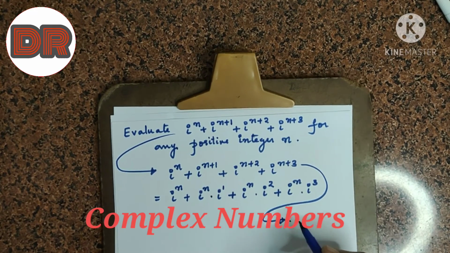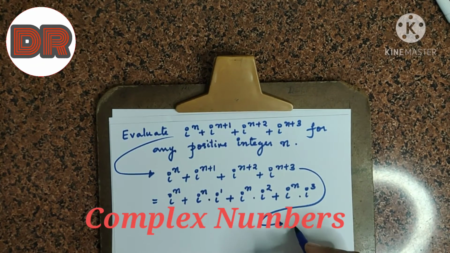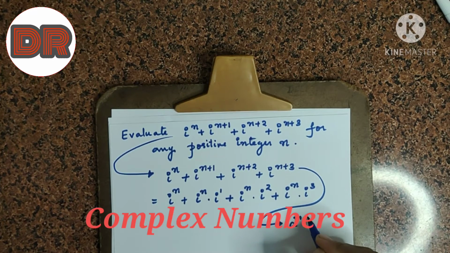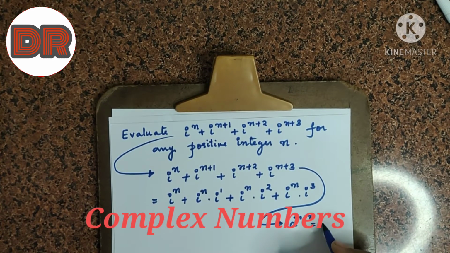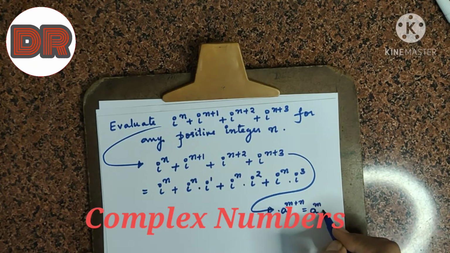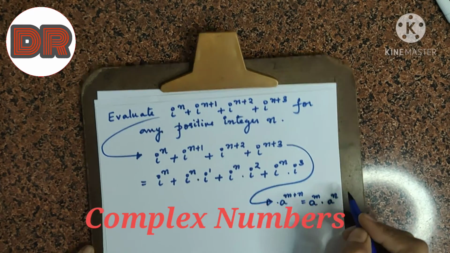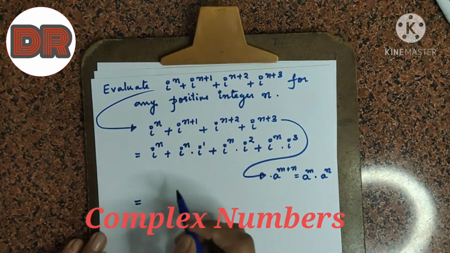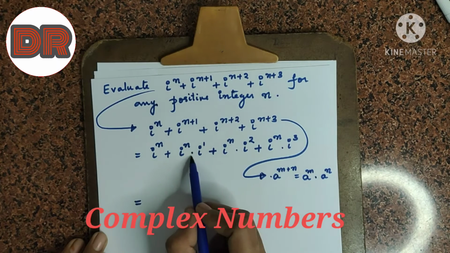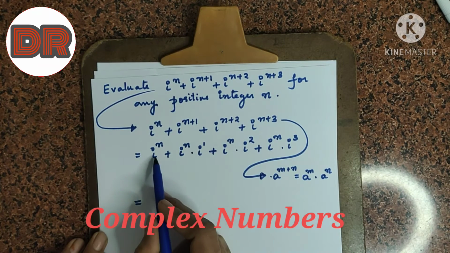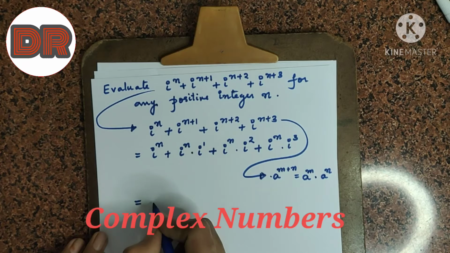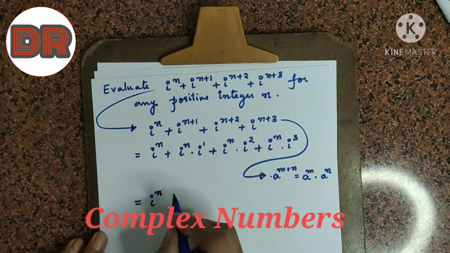So this is based on the equation a to the power m plus n can be written as a to the power m into a to the power n. Okay. So now in all these terms i to the power n is common. So factorizing, let us write i to the power n common out. So what do we get?